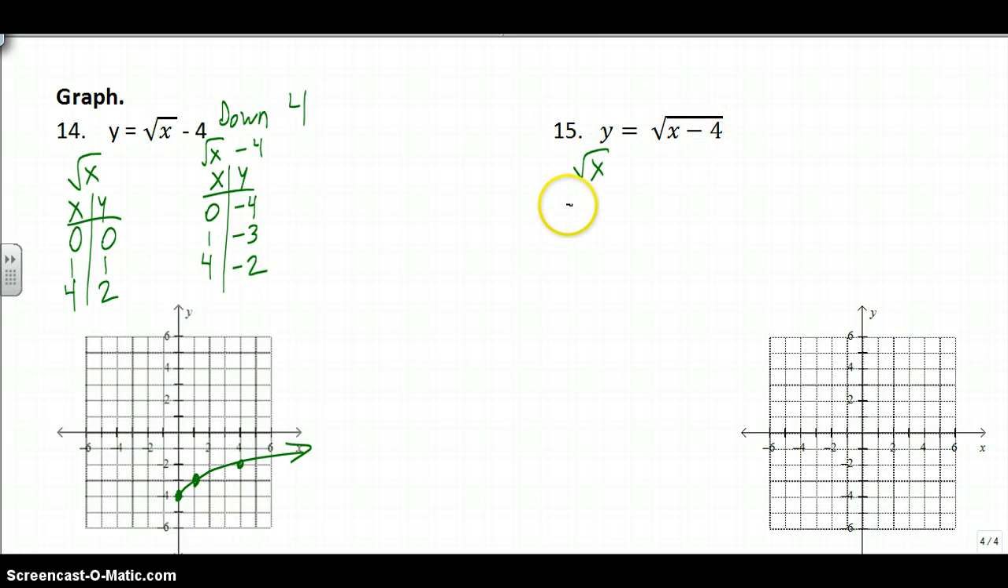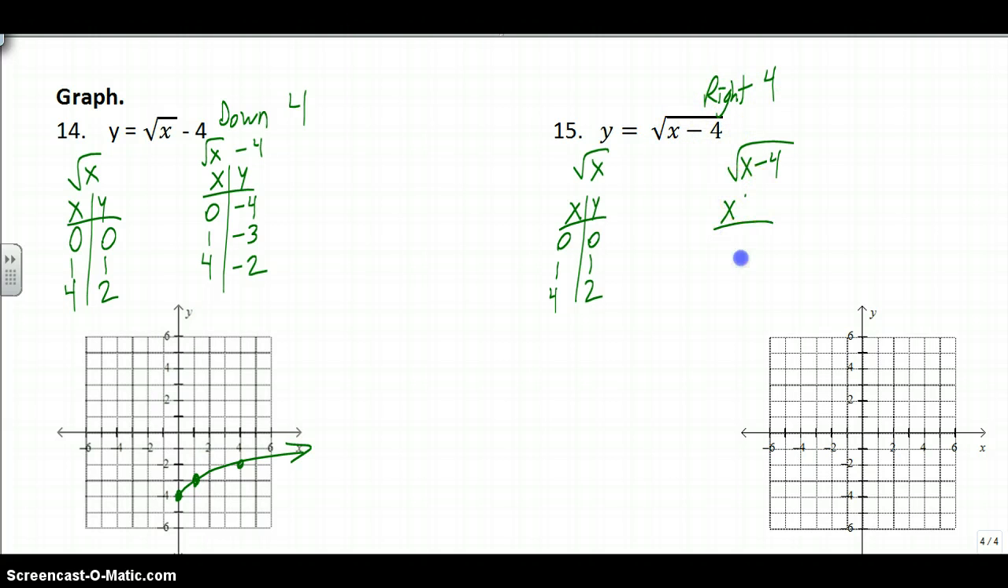Notice, compare that to this one. Still start off with the same t-table. 0, 1, 4, 0, 1, 2. It's called the parent t-chart. This one now, the x minus 4. Well, which way does the minus 4 inside move it? You might think left 4, but it's actually the opposite. It's right 4. Remember, it's the opposite of what you see.